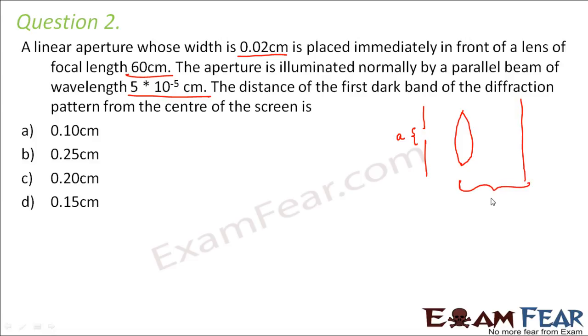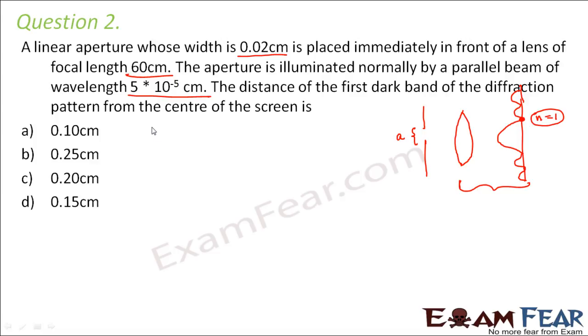Let's say that this distance would be the distance of the screen from the lens. And this is where we see the diffraction pattern. As we know, you have a central maxima followed by secondary maxima and minima on either side. So this is how the diffraction pattern would be. Now we have to find the distance of the first dark band of the diffraction pattern from the center of the screen. So basically we are talking about the first minima, that means the secondary minima corresponding to n is equal to 1. So that's basically the question.